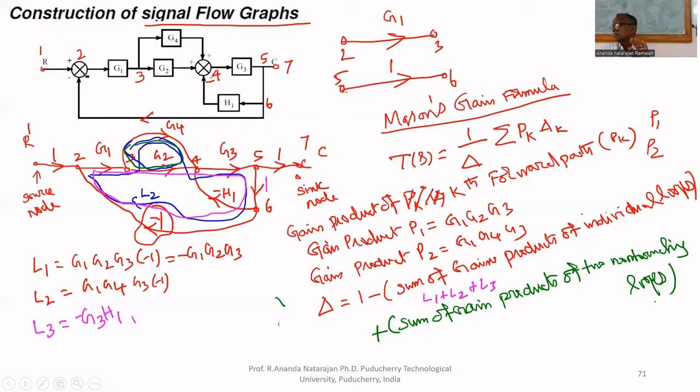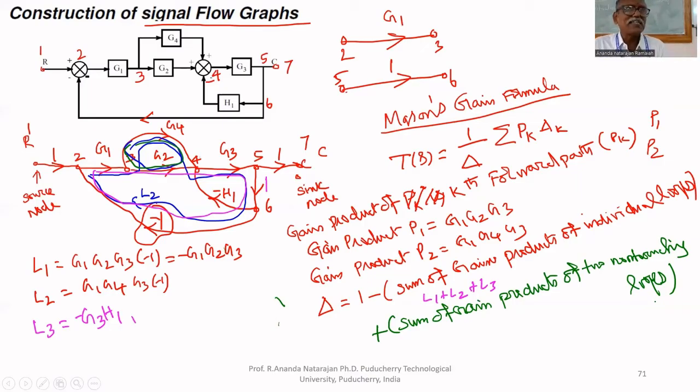How can we group this? If you group them as two loops, there are only three possible combinations: L1, L2; L2, L3; and L1, L3. If you check L1 and L2, they are touching each other. They are touching loops, not non-touching loops. What is the formula? Sum of gain products of two non-touching loops. But they are touching, so you cannot take them. Have you understood this point?